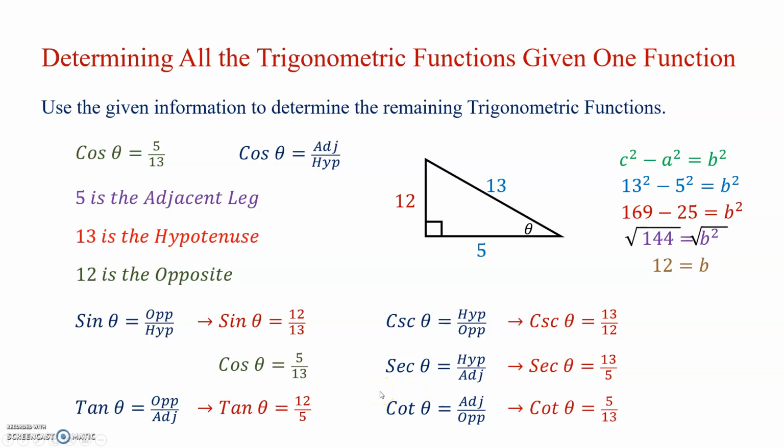So we're beginning to apply the 6 trigonometric functions that we created earlier. Now we're applying them to help us determine all the remaining ones, given just 1. And hopefully you notice that really all you're doing is applying the Pythagorean theorem. So hopefully this will help.